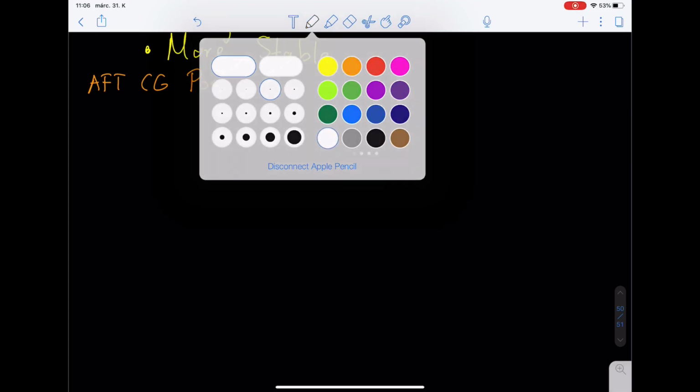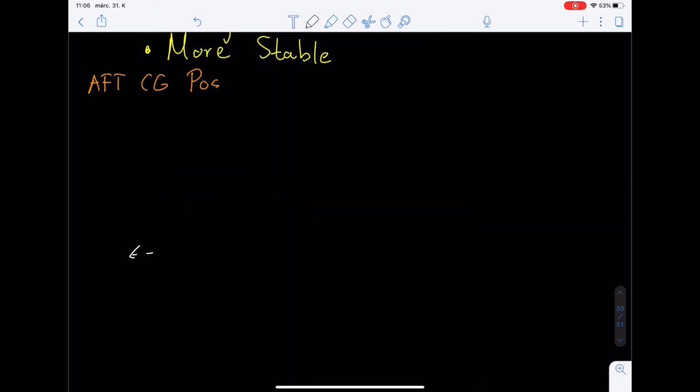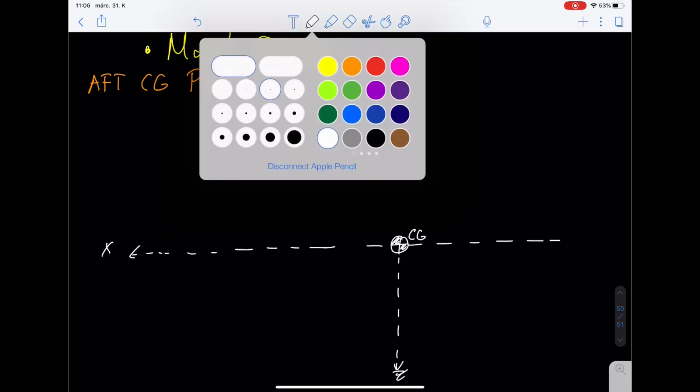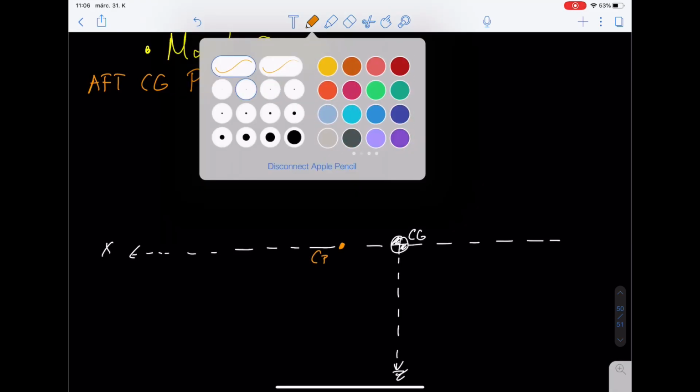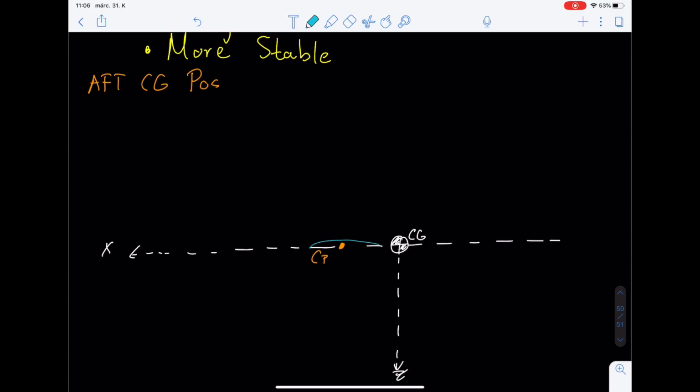In that case, yet again, we're going to have the longitudinal axis. We're going to have center of gravity, and we're going to have the Z axis. So we have the CG, and we're going to have the center of pressure forward of the center of gravity, because the center of gravity is aft of the center of pressure. So this would be your center of pressure. So you would have your wing somewhere around here.